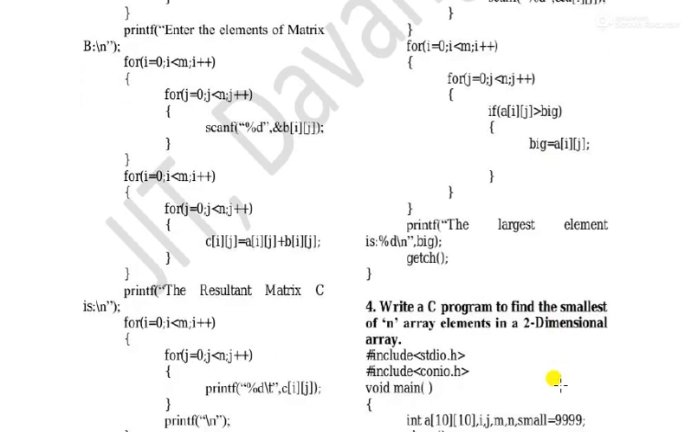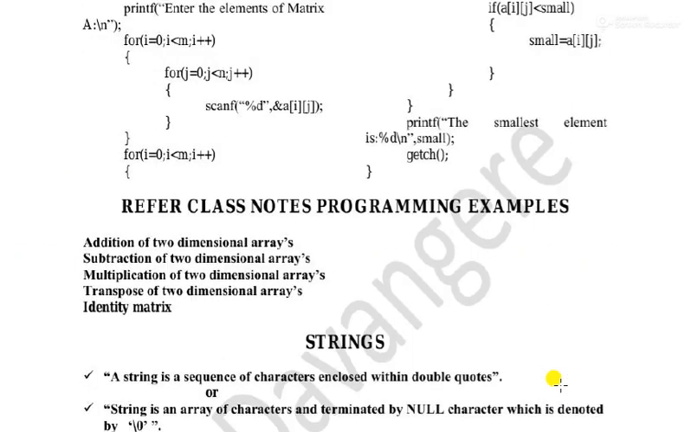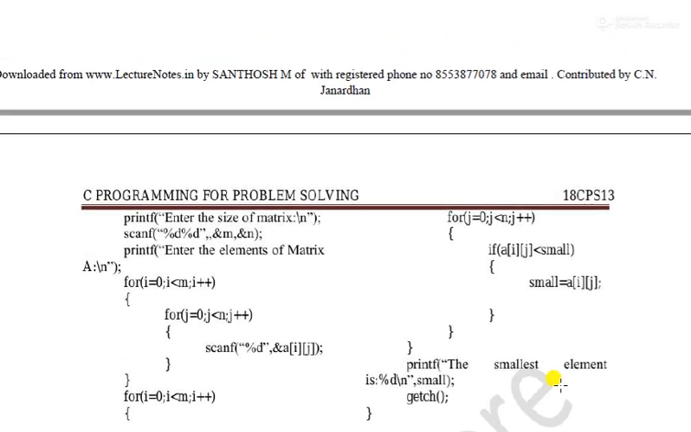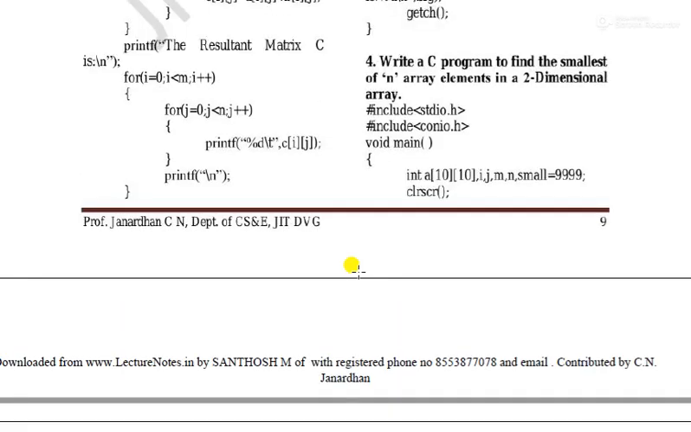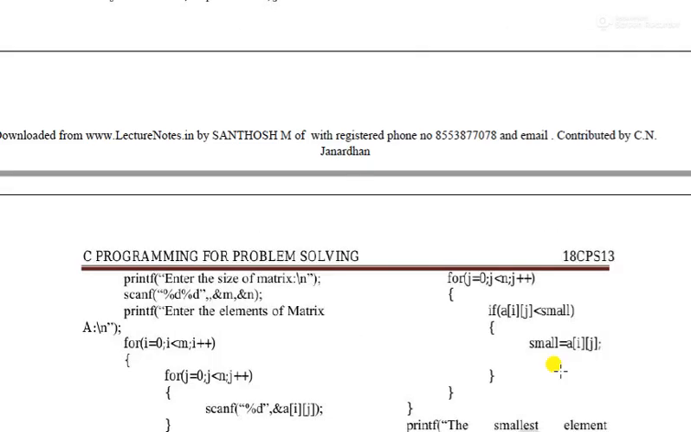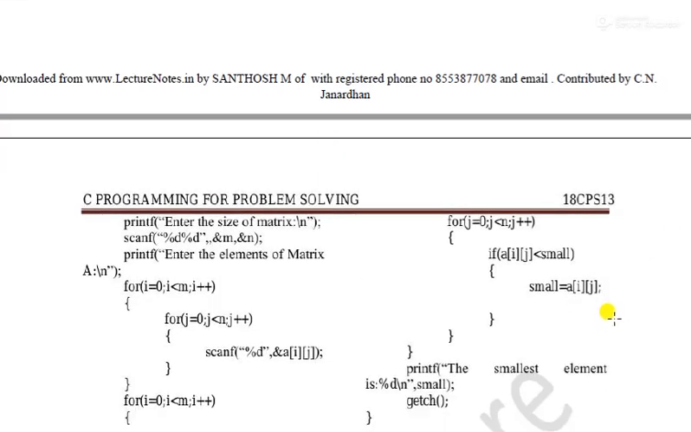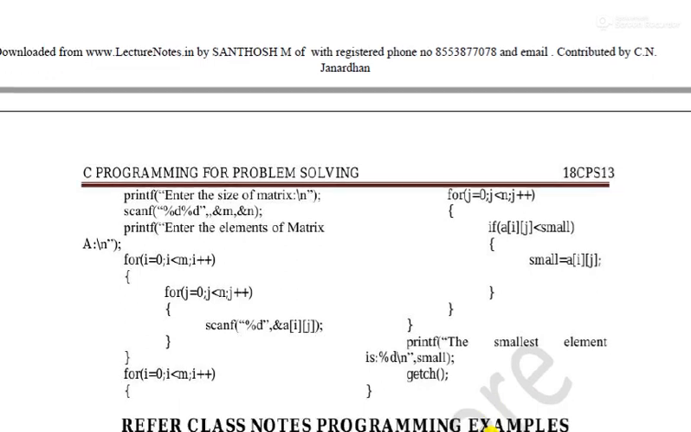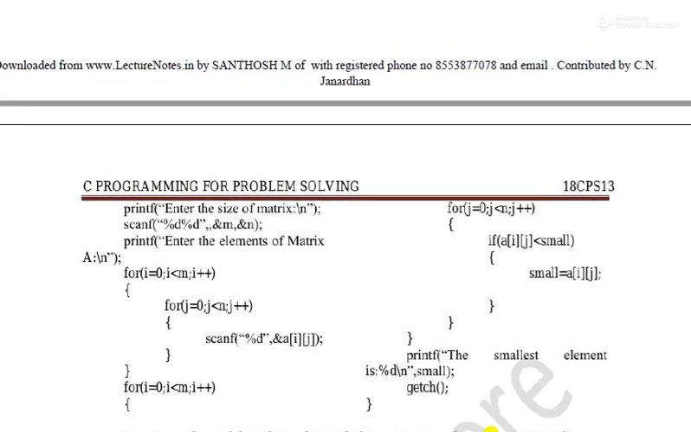For the smallest number, enter the size of the matrix, scanf, same thing, but the change is: less than that small. Here small you declared as 999, compare with 49. Okay, smallest element you compare, then you get the result. Try to execute all these programs, and then next we discussed matrix multiplication.